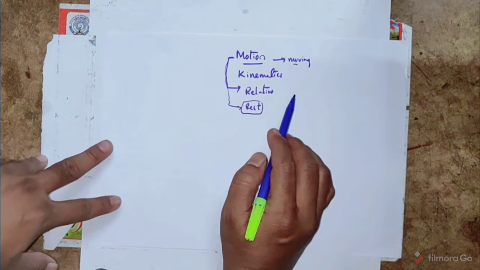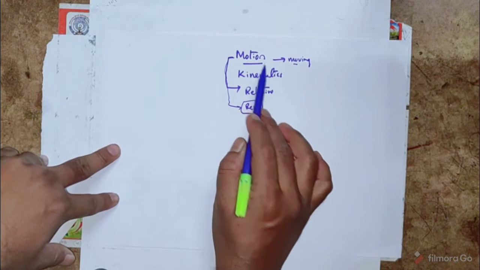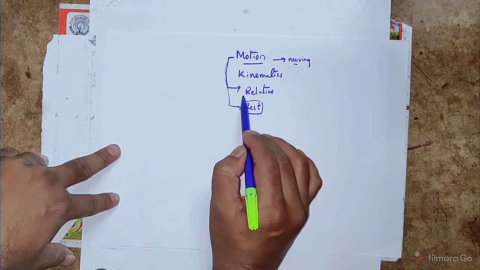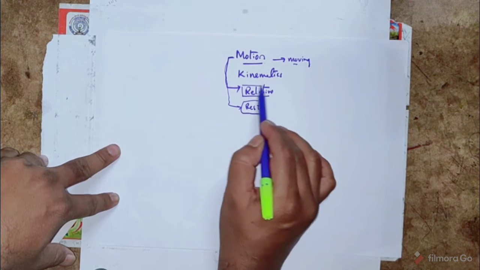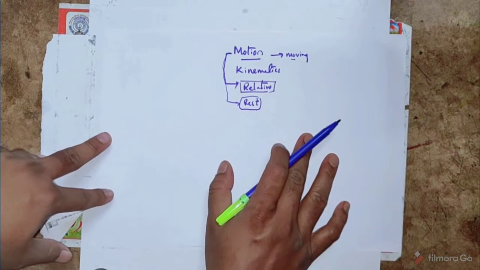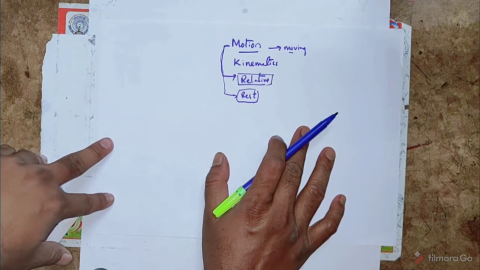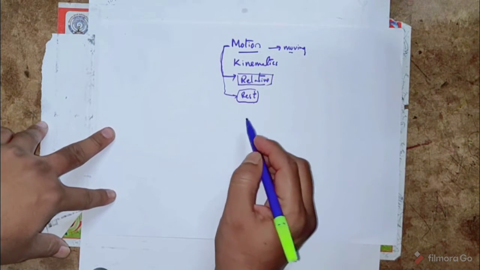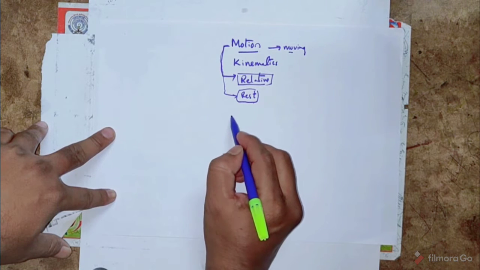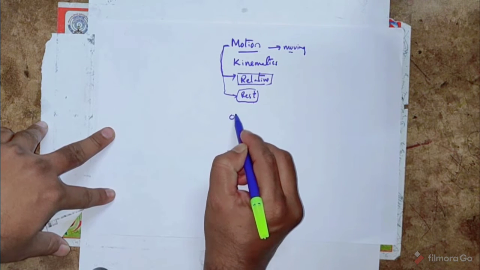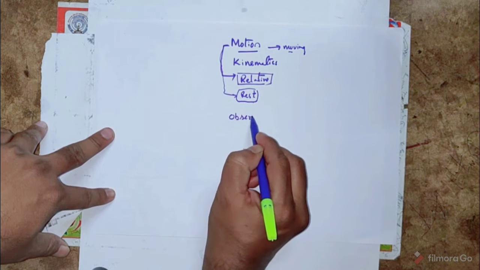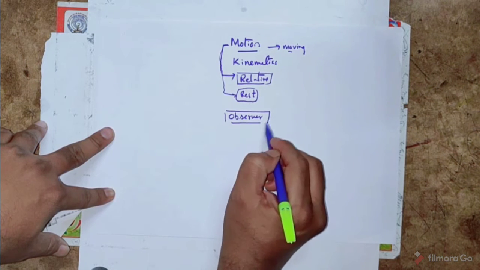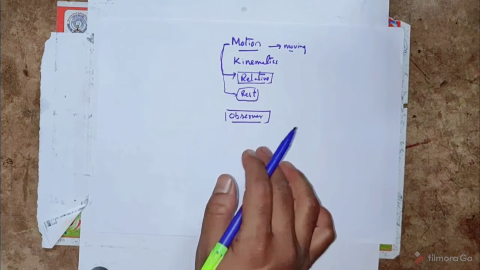To understand motion and rest clearly, these are two relative terms. We need to understand what we mean by relative. Motion and rest are observed with respect to an observer. That's very important: from where we are observing the motion and rest. I will give an example.